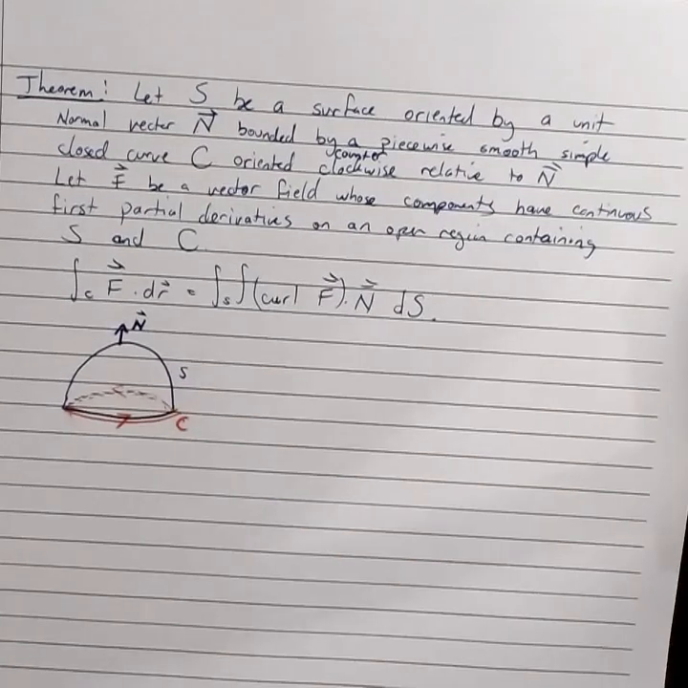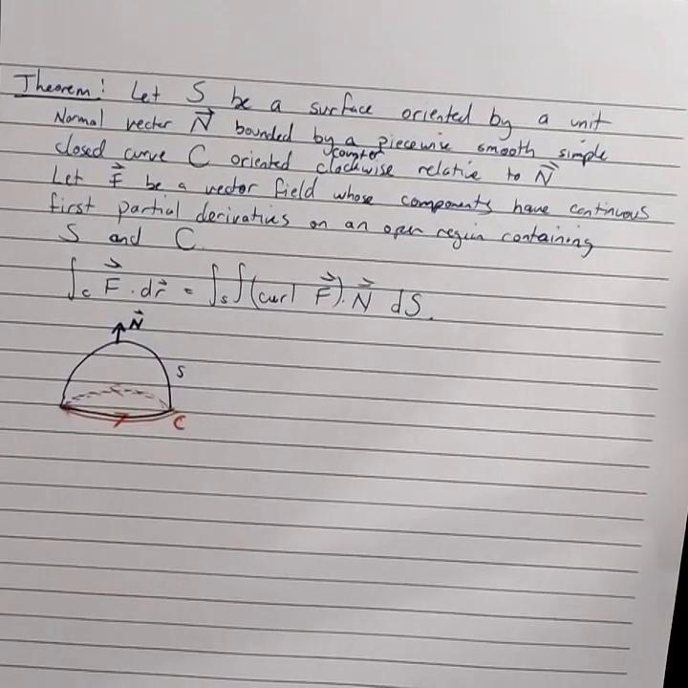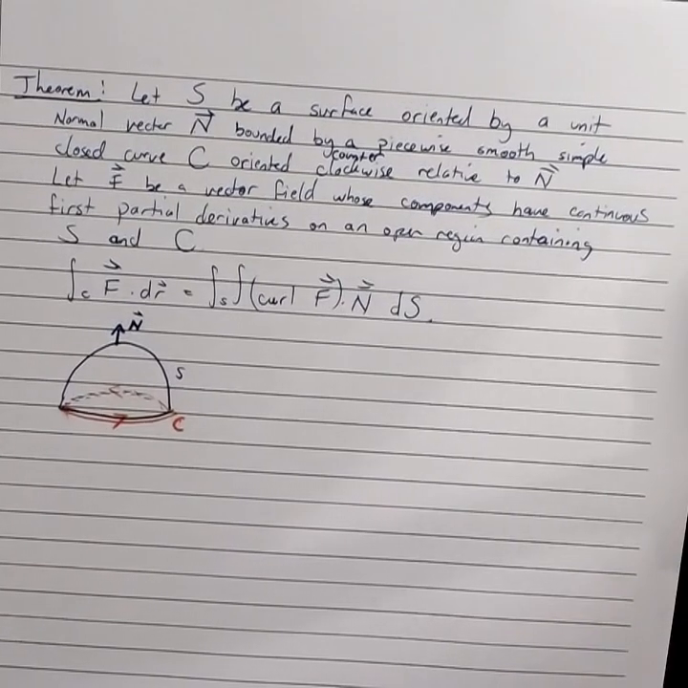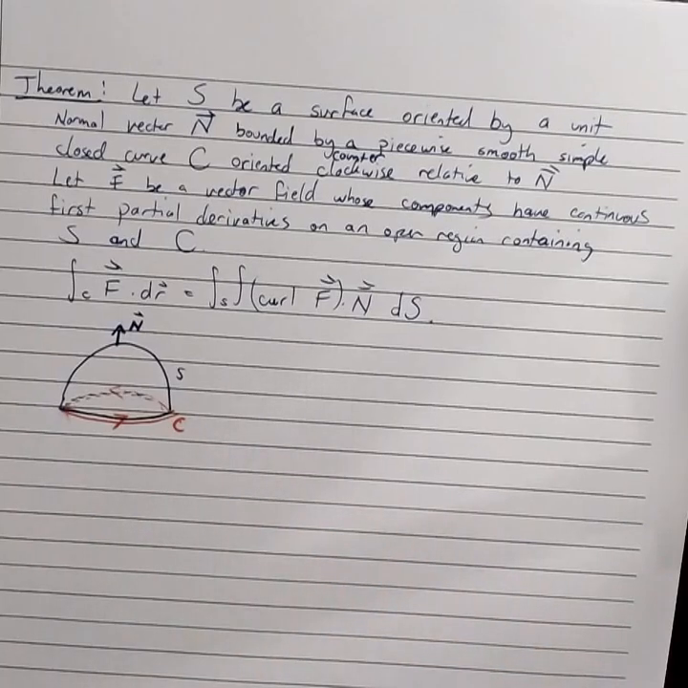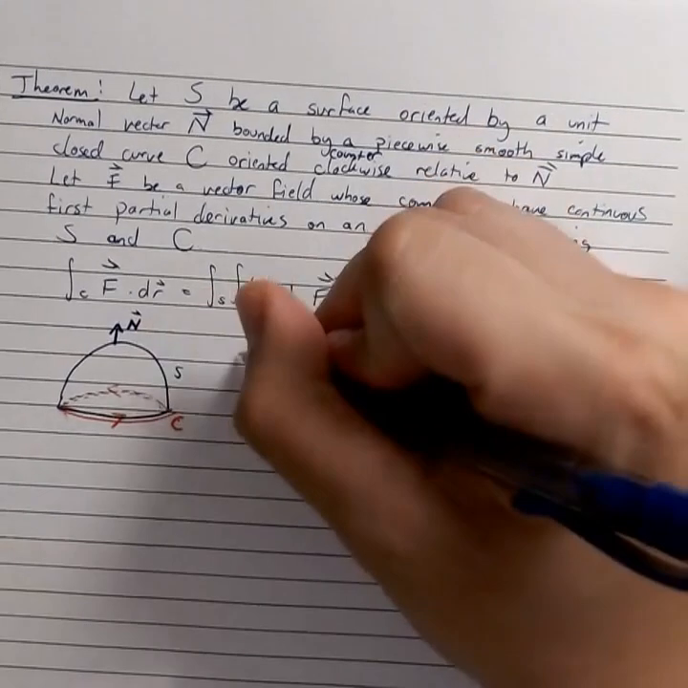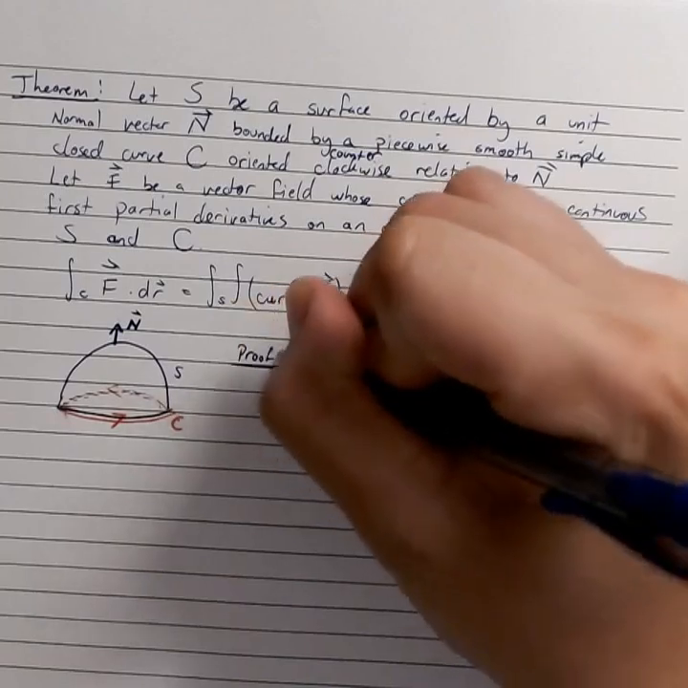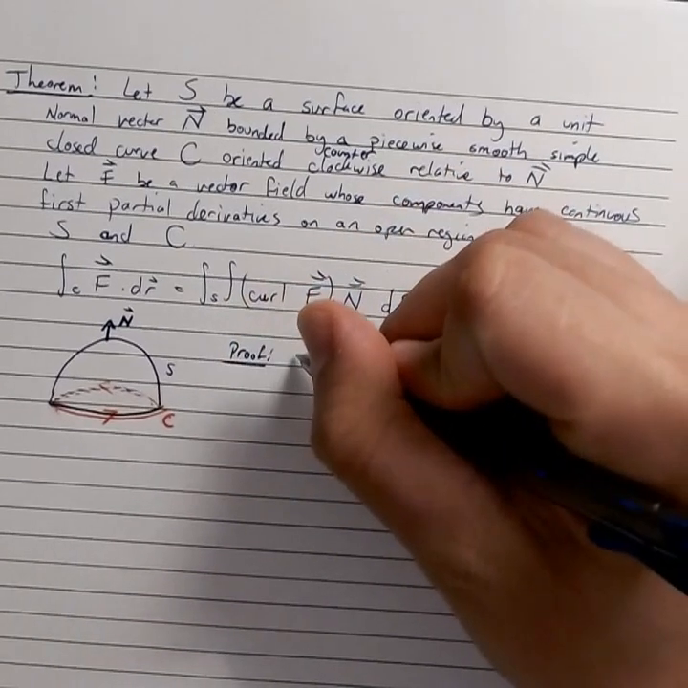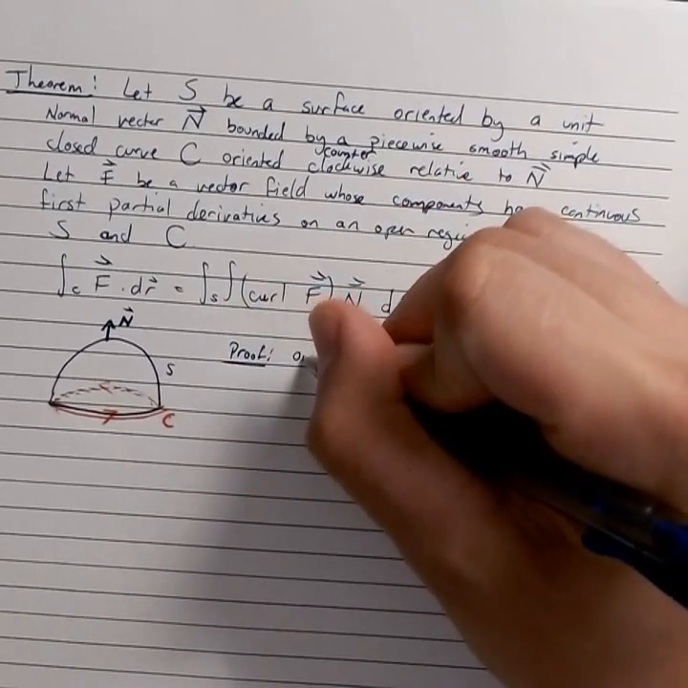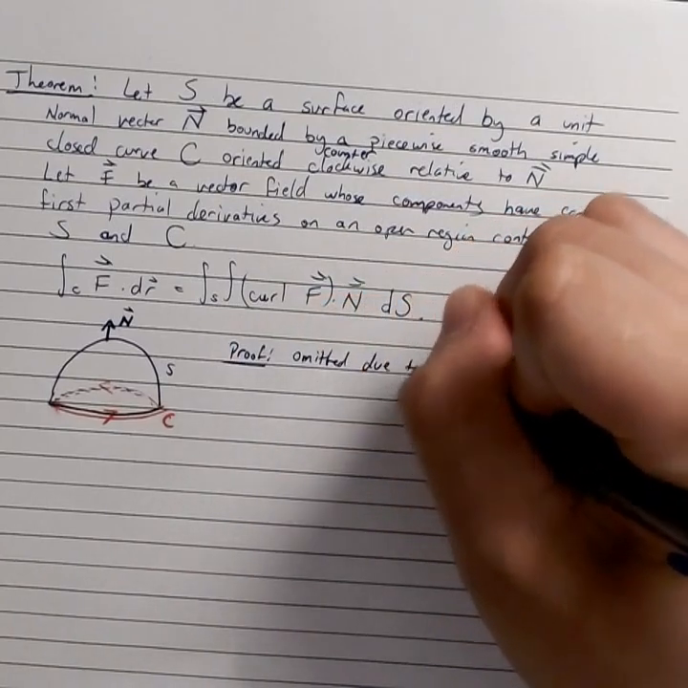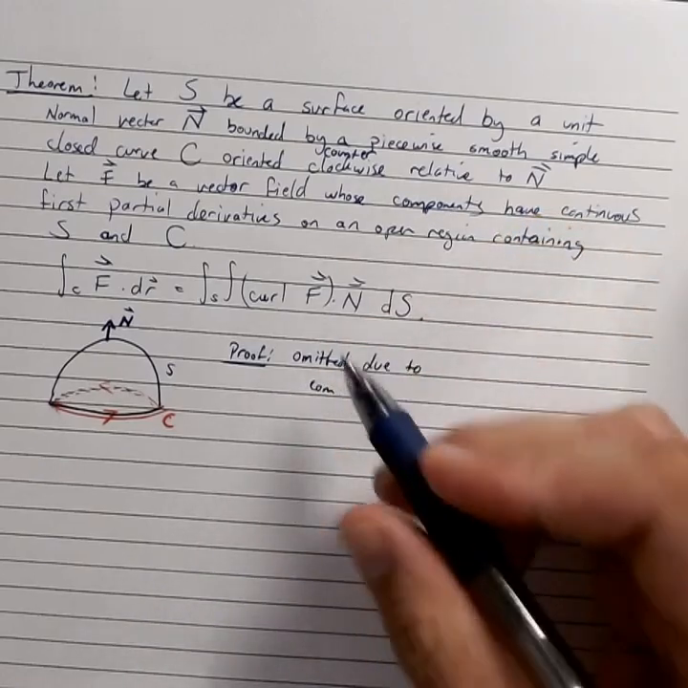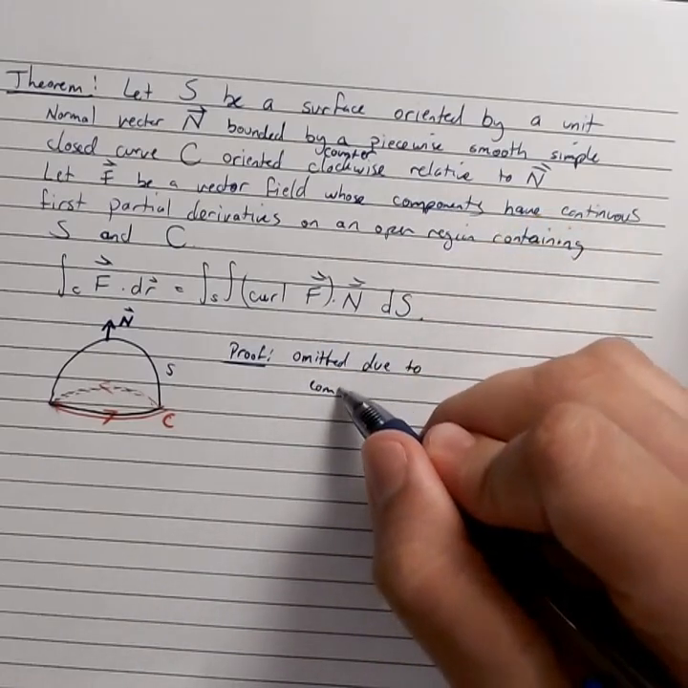All right. The proof of this is extremely complex. It's the kind of proof where to go all the way through this, we would spend an entire semester just on developing the material necessary. So the proof is omitted due to complexity. It's just not something we can realistically do right now.